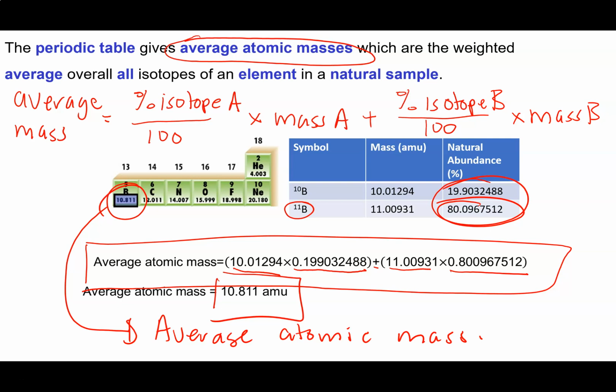And if you just added the two masses together and divided by 2 and took the simple average, you'd get 10.5, wouldn't you? And you would be incorrect. So you can't just take the simple average. You do have to take into account the percentages of each type of isotope.